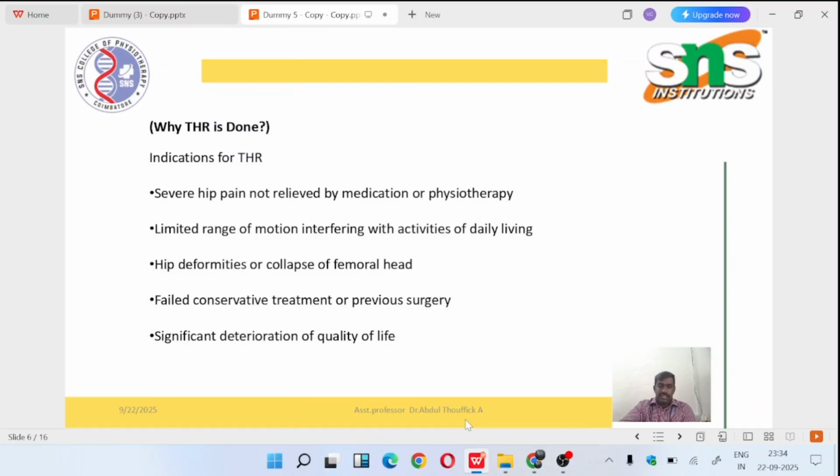The indications of THR: severe hip pain not relieved by medications, physiotherapy, or any other management; restricted range of motion in the hip, interfering with activities of daily living; deformity or failed conservative treatments. Ultimately the decision is taken when the patient's quality of life has been significantly destroyed.